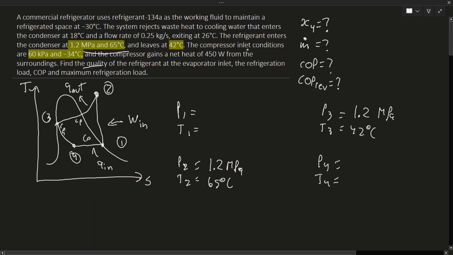The compressor inlet, that's point 1, has 60 kPa. Points 1 and 4 are at constant pressure, so over here is also 60 kPa, at negative 34 degrees Celsius. All right. So also point 1 to 4, it's just a horizontal line. So T1 is equal to negative 34 degrees Celsius. No, sorry. Hold on. Negative 34. My bad. Negative 34 degrees Celsius. All right.